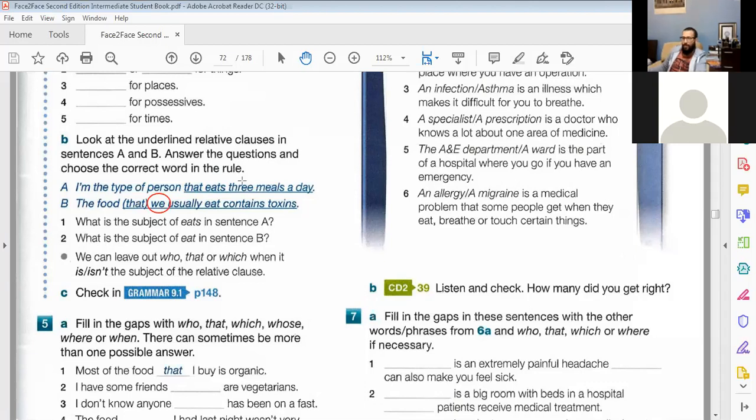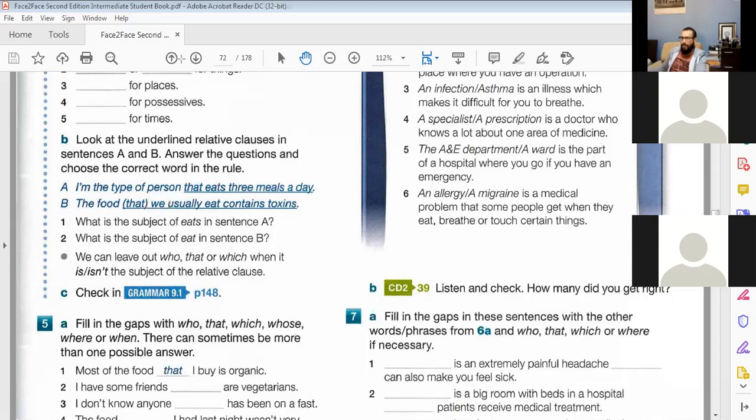It's up to you. But in the first sentence, because the word that is the subject of the sentence, you have to include it. You have to use it in its form. You cannot say, for example, I'm the type of person eats 3 meals. That's not correct. You have to include it in the sentence, okay?